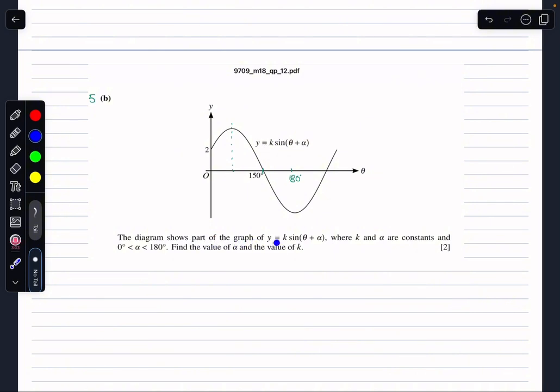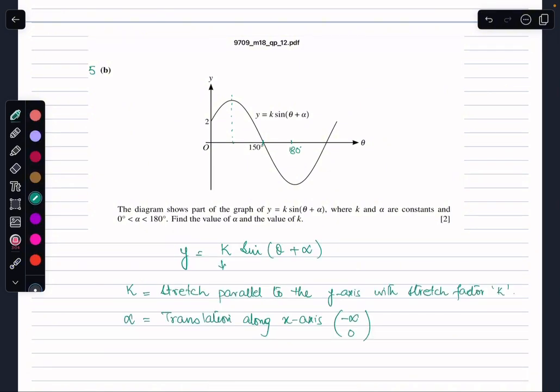The diagram shows part of the graph y equals k times sine theta plus alpha, where k and alpha are constants, and 0 degrees is less than alpha less than 180 degrees, meaning alpha has to be between 0 and 180 degrees here. So we need to find the value of alpha and the value of k. So we can see that y equals k sine theta plus alpha. There are two transformations that are taking place here. Number one, it's the k, and number two, we have the transformation, which is plus alpha. So what is k? K is the stretch parallel to the y-axis with the stretch factor 2.